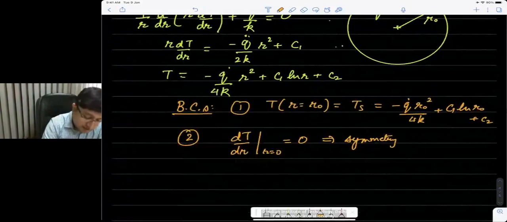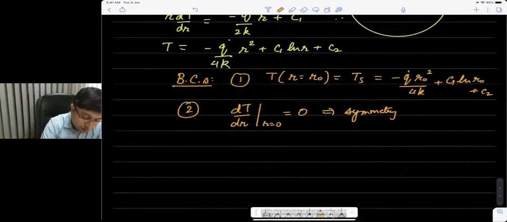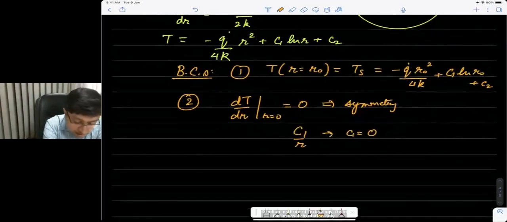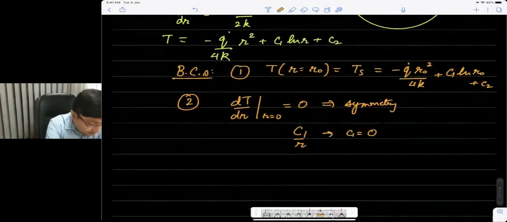What it also does is, when you say dT/dr is 0, in this case it will actually give you c1 by r. So if dT/dr is 0, that would mean c1 by r has to go to 0, which implies c1 has to be 0. So the slope has to be actually 0 at that point. The second part, I mean, that is one way of thinking about this.